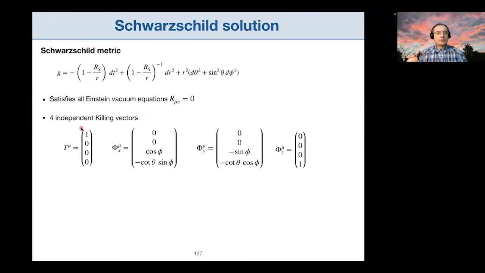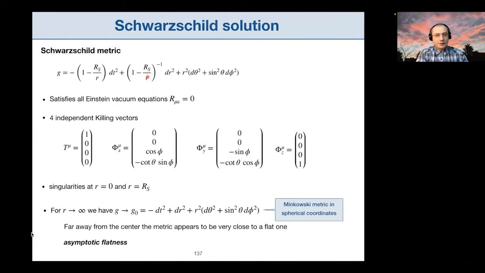So this is the Schwarzschild metric. It contains one parameter R_s. We will now figure out what exactly this quantity means. It has 4 independent Killing vectors corresponding to the time translational symmetry and the symmetries of rotation with respect to the axes x, y, and z. It has a singularity at r equal to 0, just like Minkowski space in spherical coordinates, but also at r equal to R_s. So if R_s is positive, there is another type of singularity over here.